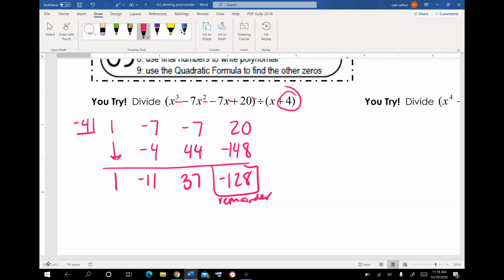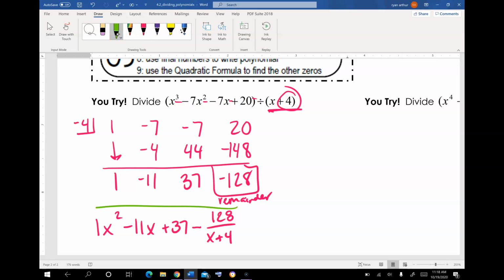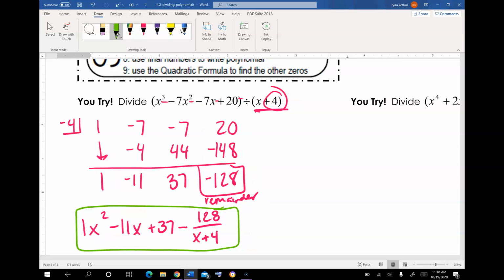So you do the same thing. This one started with a cube, so my answer will be a squared. So this is going to be 1x squared minus 11x plus 37. My remainder is negative, so I'm going to do subtraction. And how do you write a remainder? You take the number and you put it on top of what you divided by, x plus 4. And that is your answer. If your remainder is 0, you don't have to write it, like we didn't do last time. All right, so let's go to the next one.